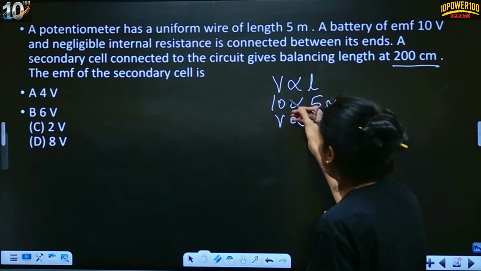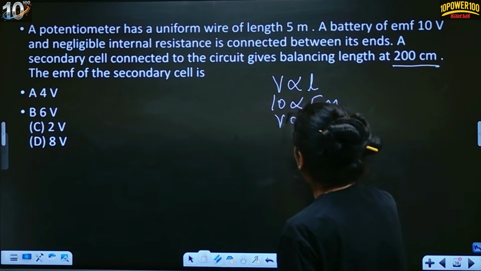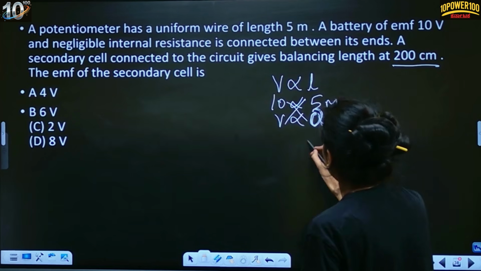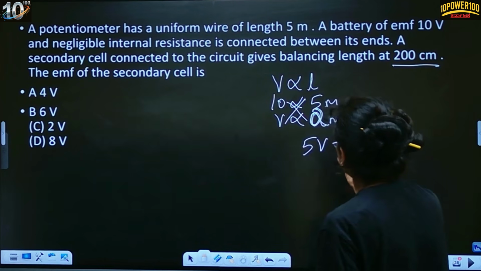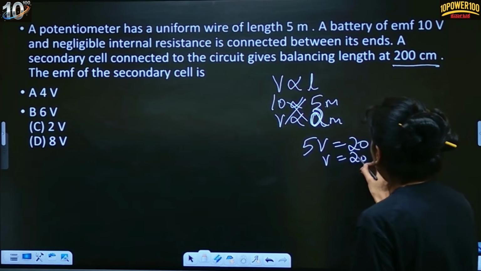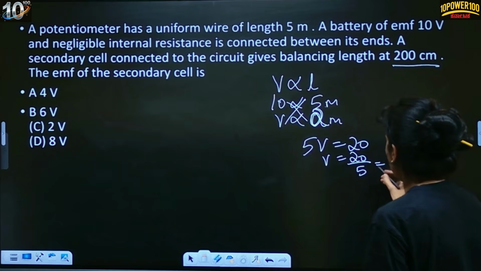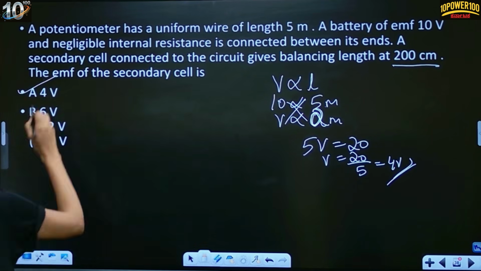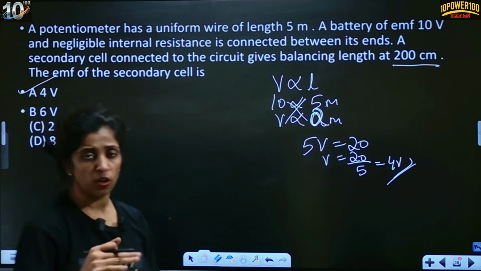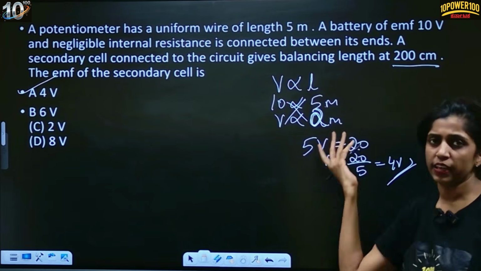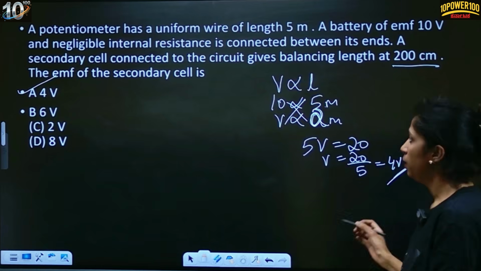Now just cross multiply. What will be the V? Just like the mathematics method, cross multiply. You will get 5V equals 2 into 10 is 20, so V equals 20 by 5. So 20 by 5 is 4 volt. 4 volt is the correct option. So EMF and voltage are almost similar. Don't get confused. Directly you can take V or E. No problem with that.